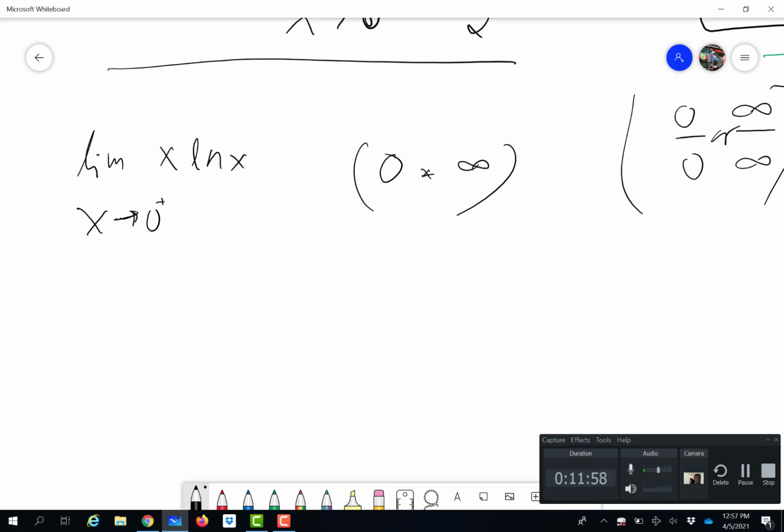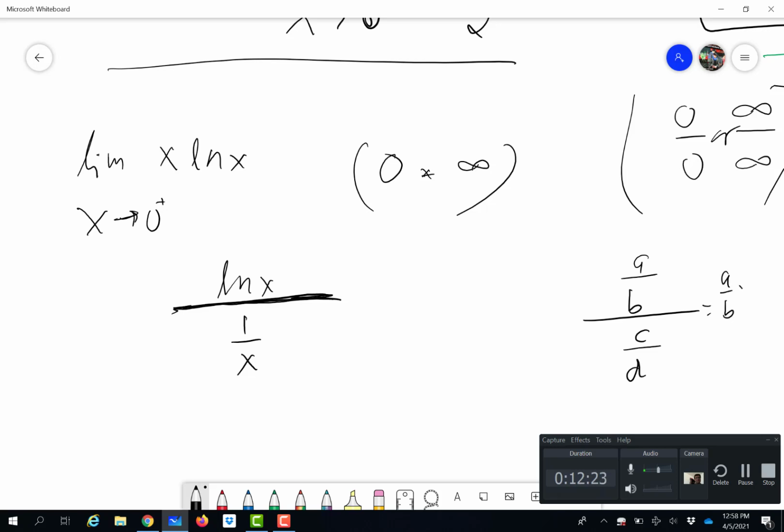I know on the top ln of x, you cannot change that position. But what I can do, let me use x as the denominator, that is, 1 over x in the big denominator. Look, for this x, what happens? You know that complex fraction, right? If you have a over b whole over c over d, then that will lead to a over b times d over c. The bottom will flip, right?